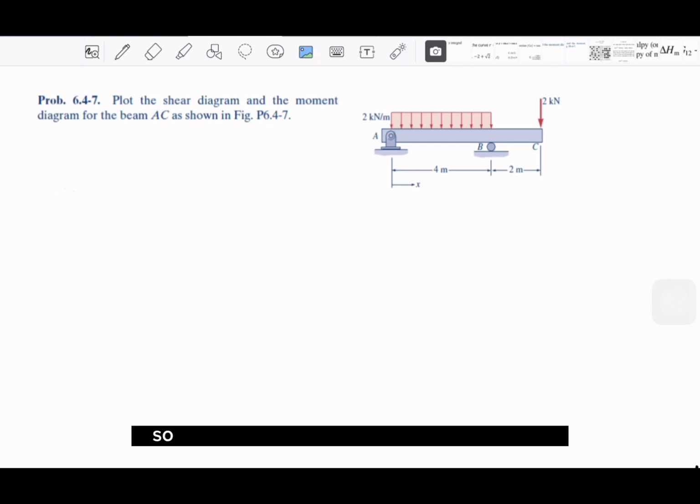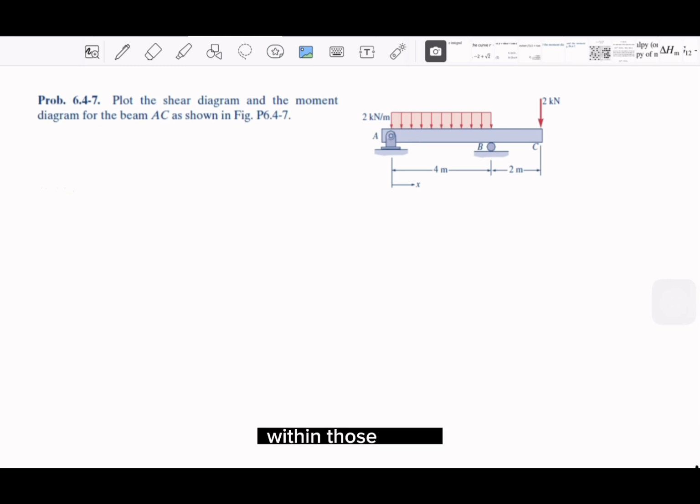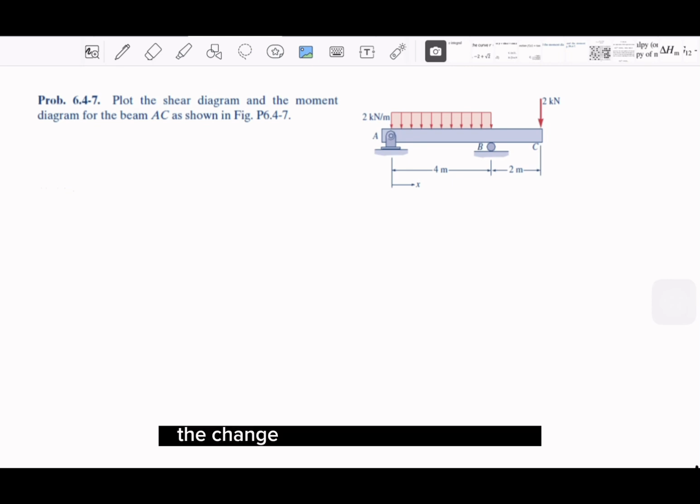Okay, so to solve this, before we draw the diagram, we need to know the reaction forces, right? The reaction at A especially, and at B, right? Because we would like to know what is happening within those beams. So why do we need to know the reactions at A and B? Because we want to know how the change within the shear or moment is affected by these two reactions.